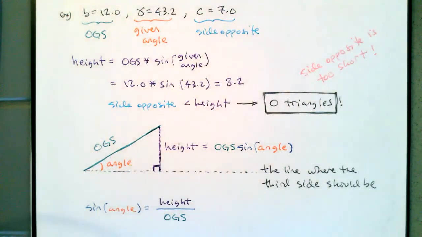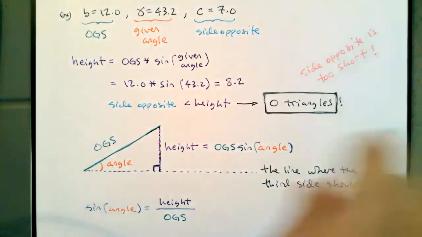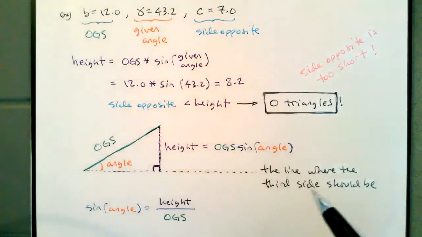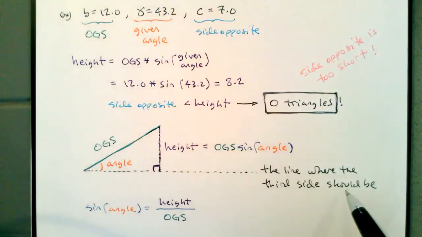The side opposite is too short. It's not long enough to cover the height. The height is the shortest distance from the other end of the other given side to the line where the third side should be. So if I try to draw the side opposite, it's not long enough to connect the other given side to the line where the third side should be.